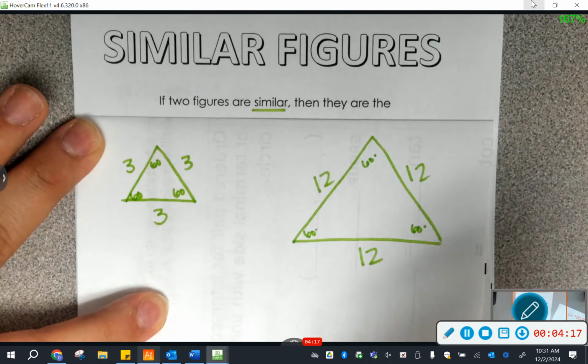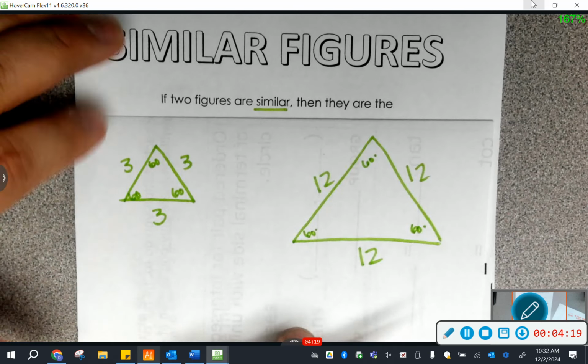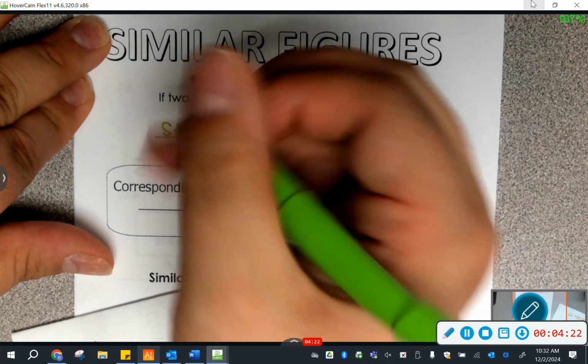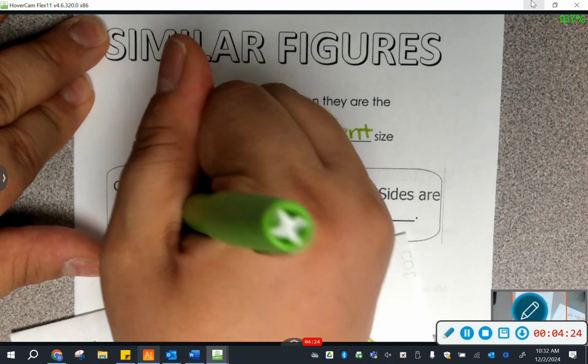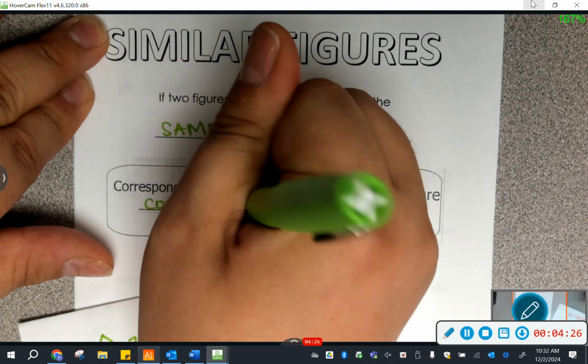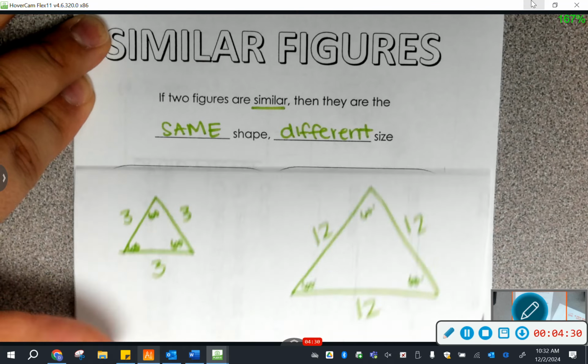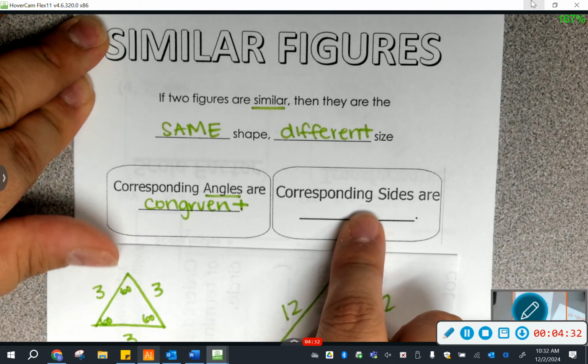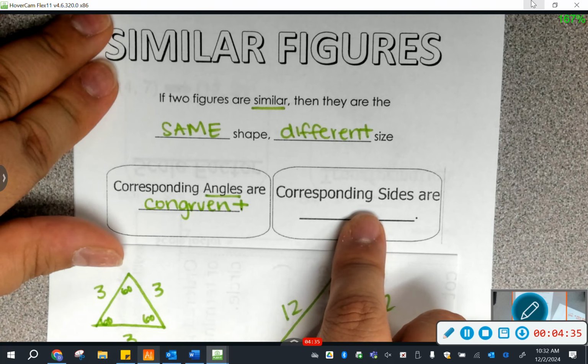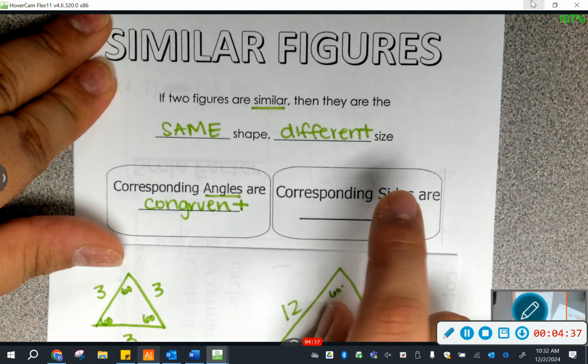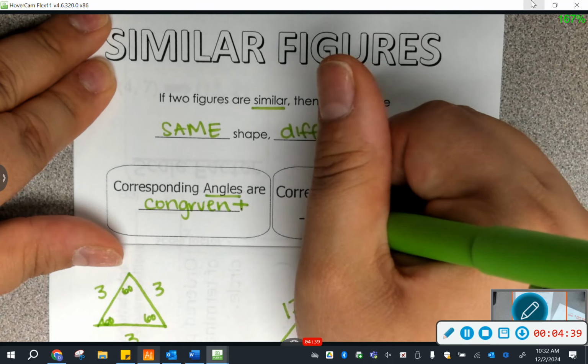So on similar figures, your angles are congruent. It doesn't matter that the shape is bigger. My angles stay the same. But what about my sides? Are my sides the same? No. For sides, we're going to use this word.